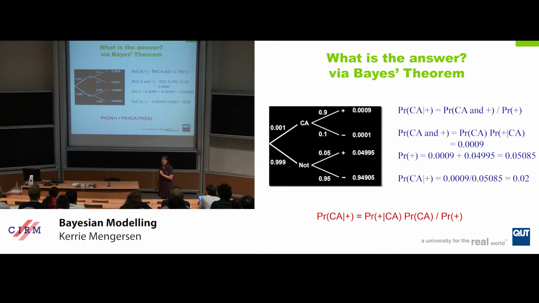Because we have so many people who don't have cancer, so the probability of being misclassified there is still 0.05, but that applies to a lot of people. Okay? So it's your turn now.